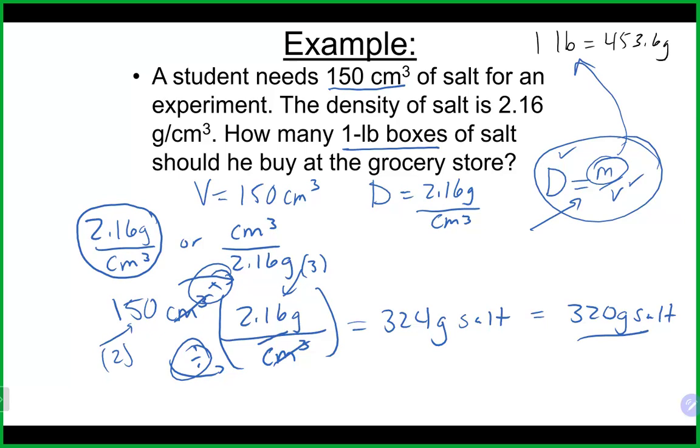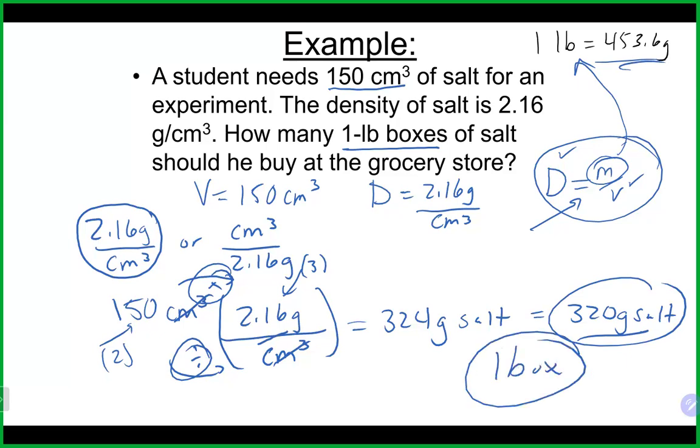We do want to make sure that we answer the question. Clearly 320 grams is less than 453 grams. So really one box is all we would need. We'd have some left over for our fries later to put on that.